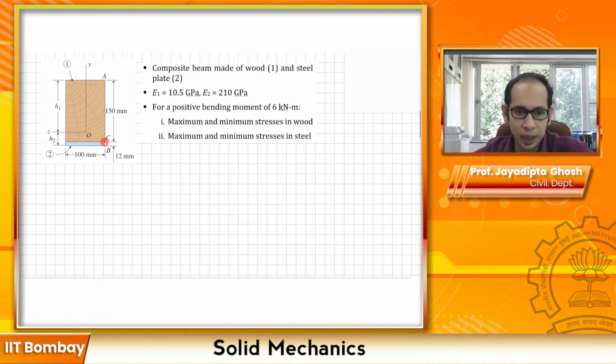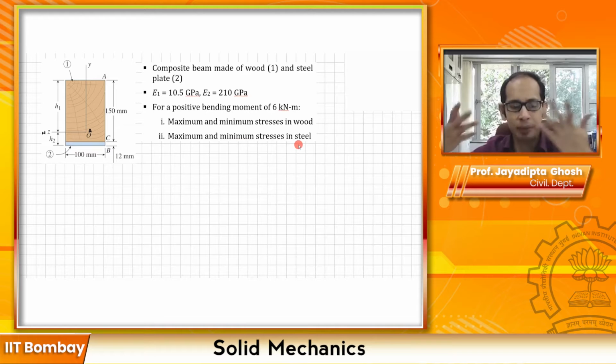So for the steel, as you can tell, if this is the neutral axis over here, then along that particular line and below that, the whole beam will be in tension. So both the maximum and the minimum stresses in steel will be in tension over here, right?